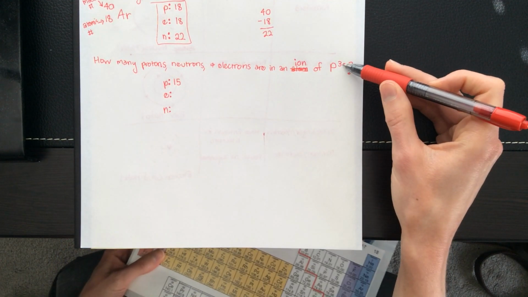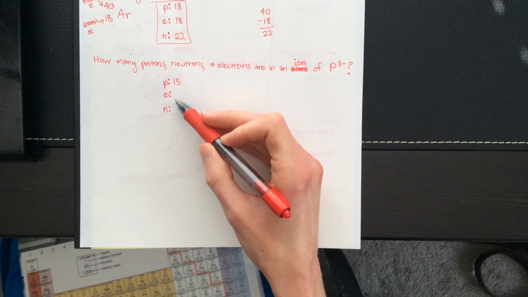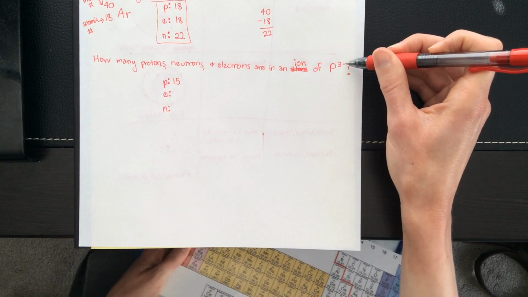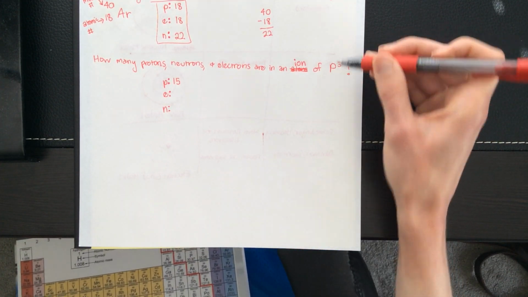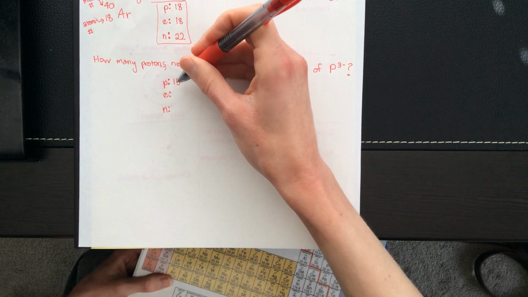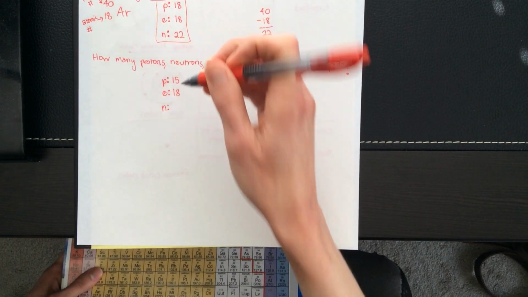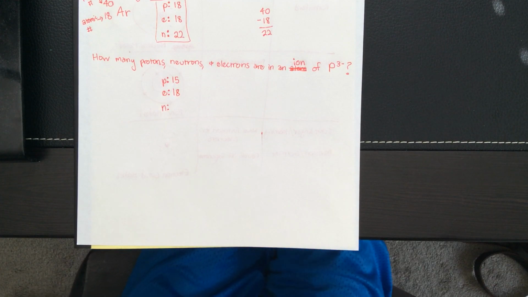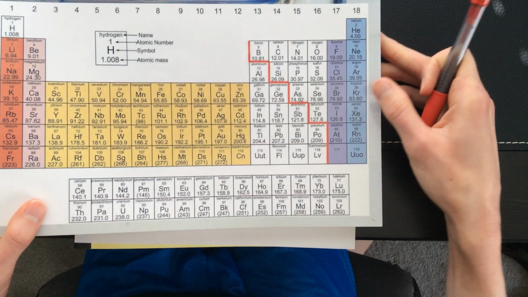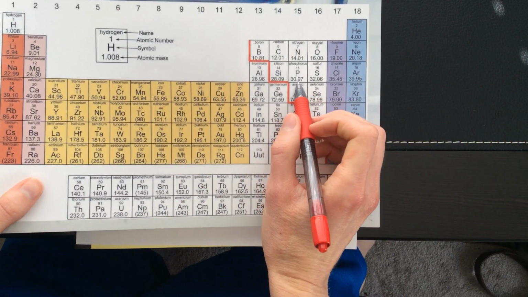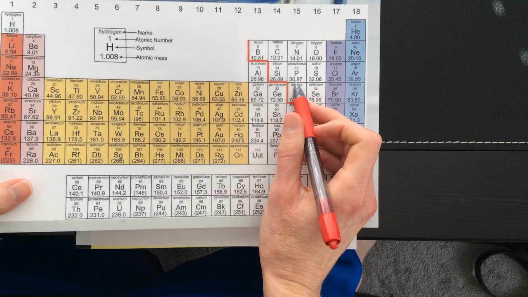Now, it's not neutral, so it's not going to have 15 electrons. It's got a 3 negative charge. That means it gained 3 electrons, so it's actually going to have 15 plus 3, so 18 electrons. Now, the neutrons are tricky since it didn't give you a mass number, but what you can do is look at the average atomic mass on the periodic table.